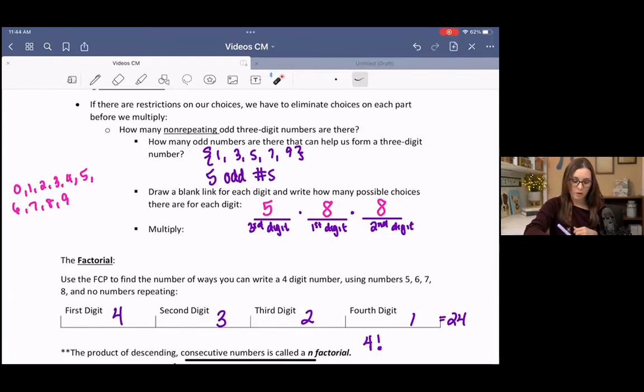And then for your last step, we just multiply 40 times 8, which would be 320 odd, non-repeating 3-digit numbers. It can help if you list out those options and then think about what you've already used, and that's going to help you decide what goes where.